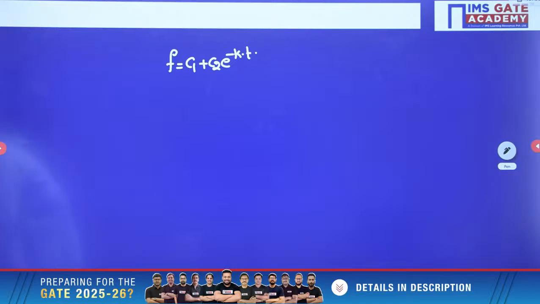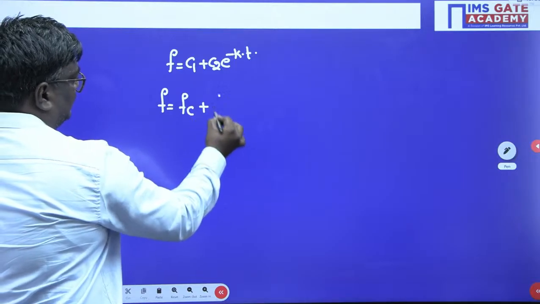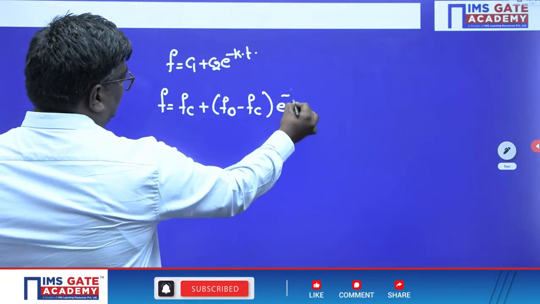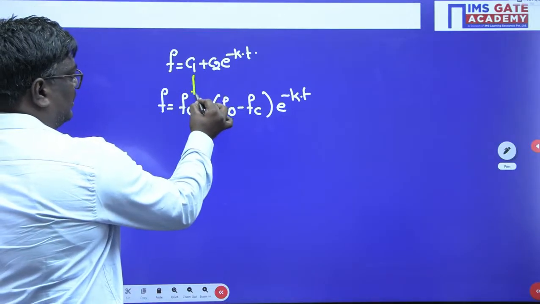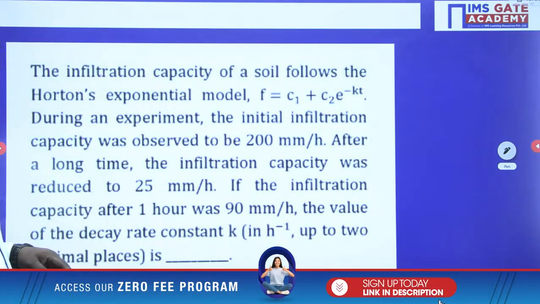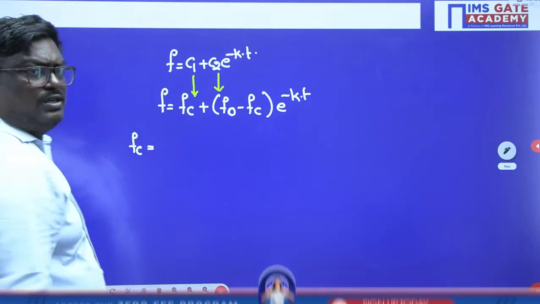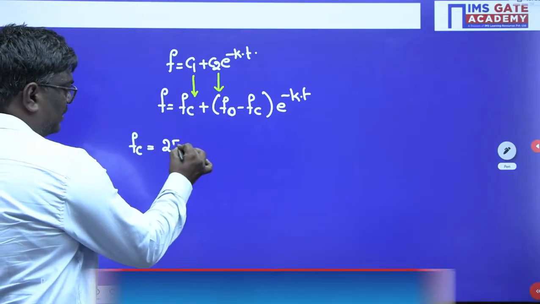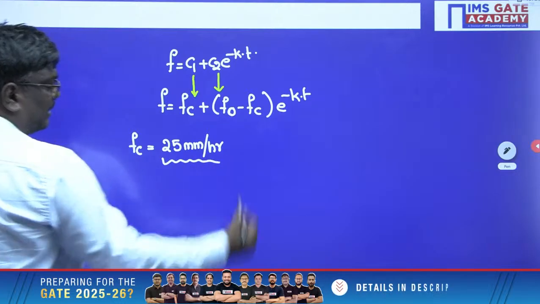Now see students, actually the infiltration equation is given by this formula: Fc plus F naught minus Fc into e power minus KT. So in this formula, C1 represents the final constant and C2 represents the difference between them. The final constant of infiltration is how much, sir? 25 mm per hour. So here in the problem they have given Fc. What is the value of Fc? The value of Fc is given in the problem as 25 mm per hour.